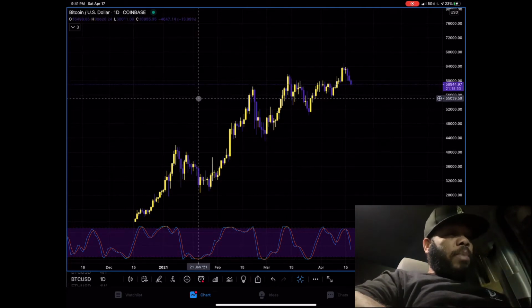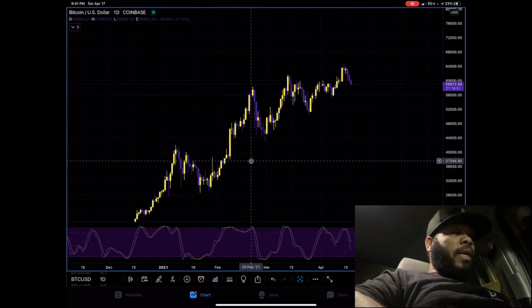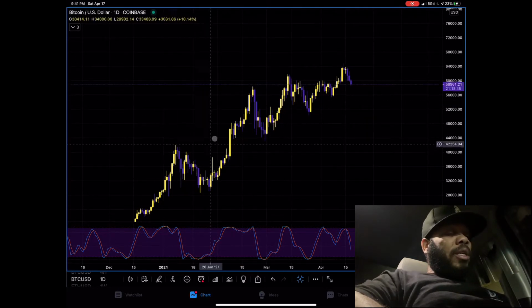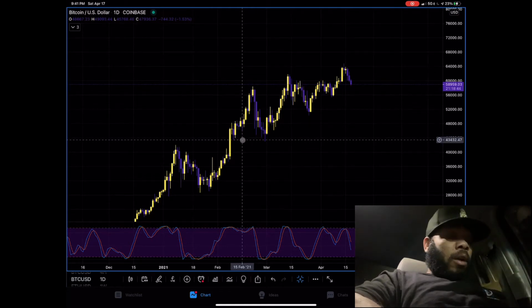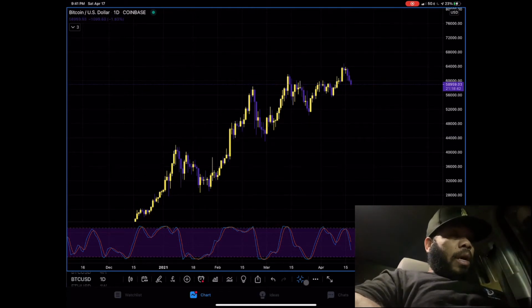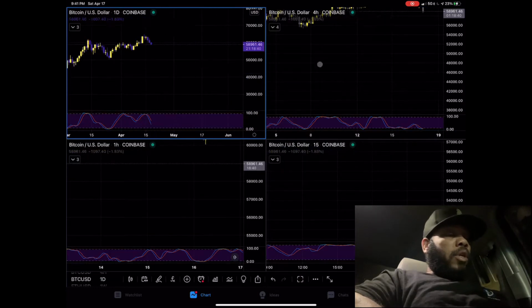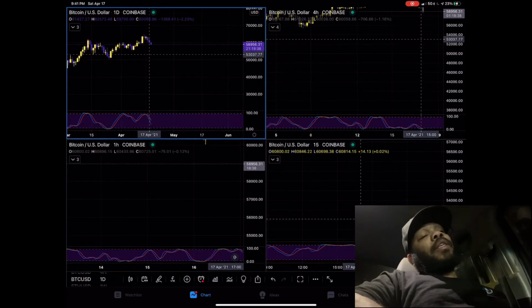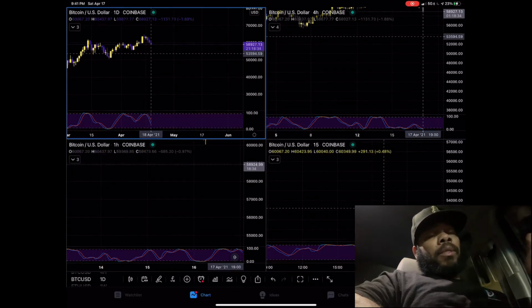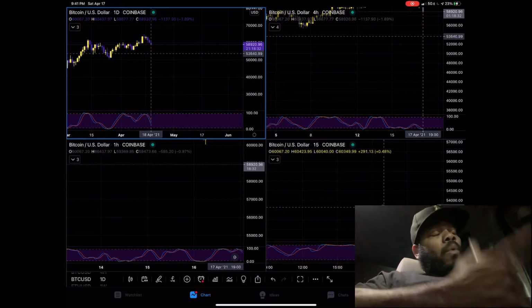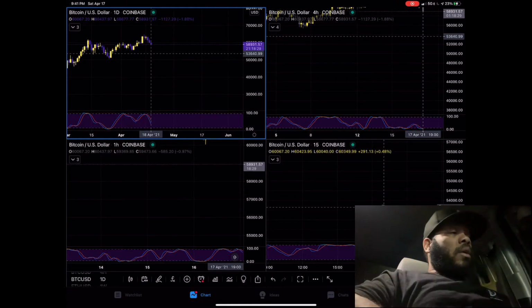So this is Bitcoin, and the daily chart is usually my highest chart on my four screens. I have the daily chart, the 4-hour chart, the 1-hour chart, and then this chart fluctuates between like 30 minutes, 15 minutes, and 5 and 1, depending on what I'm doing. We'll talk about that later.